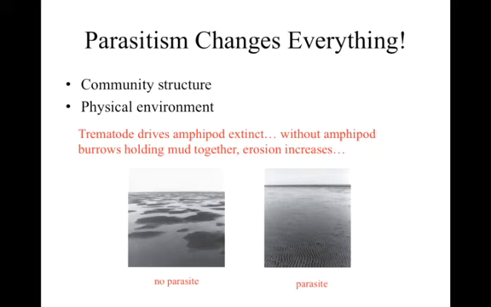On the left, we have no parasite, and so we have the amphipod holding the mud together in those little clusters you see. And on the right, we have the parasite, so we wiped out the amphipod, and we don't have the mud being held together, and so we get erosion. So again, parasitism changes everything. It changes population dynamics, it changes species interactions, it changes, as a result of that, whole communities, and then it actually changes the physical environment. It changes the mud and sand in this particular case. And so everything can be altered by parasitism.